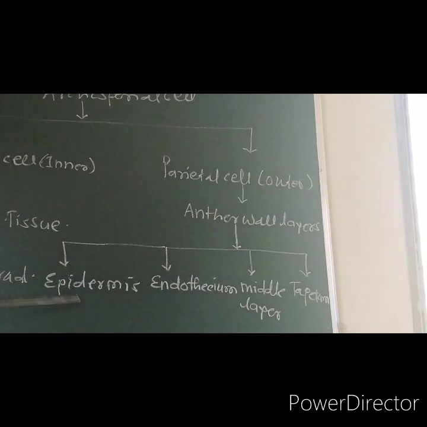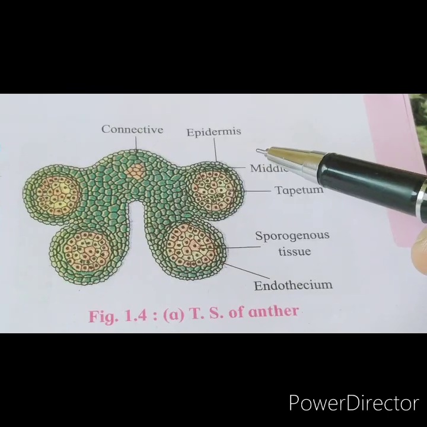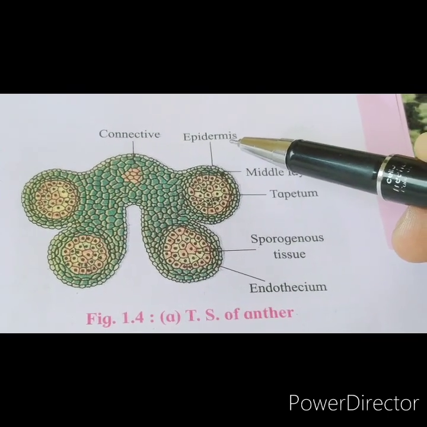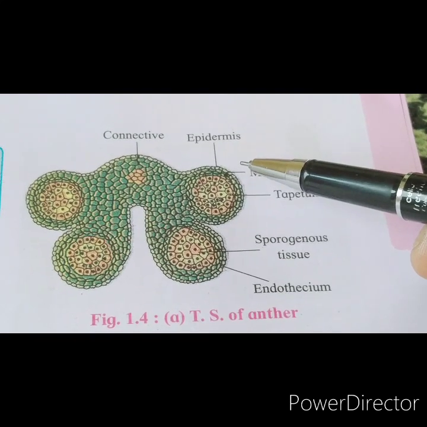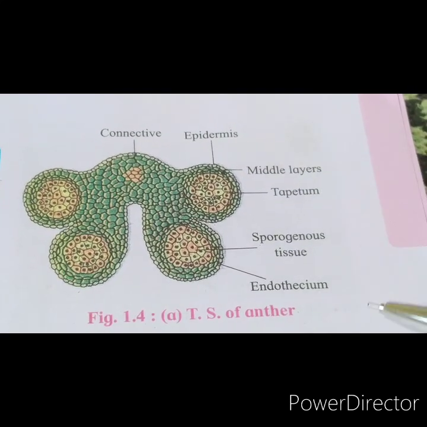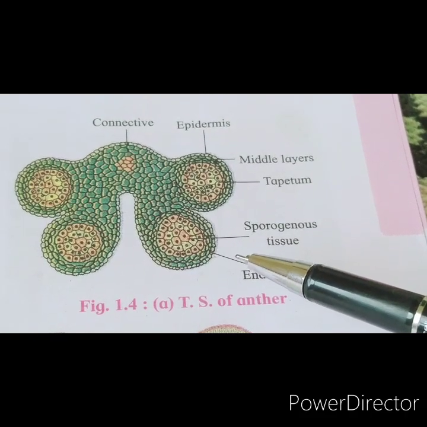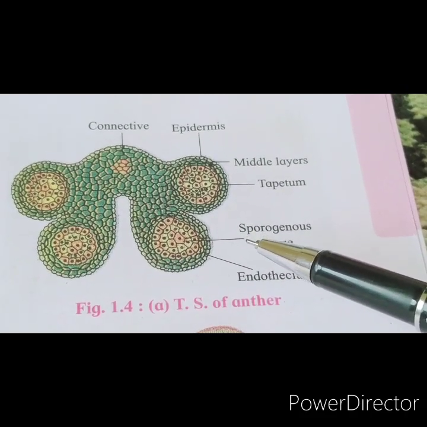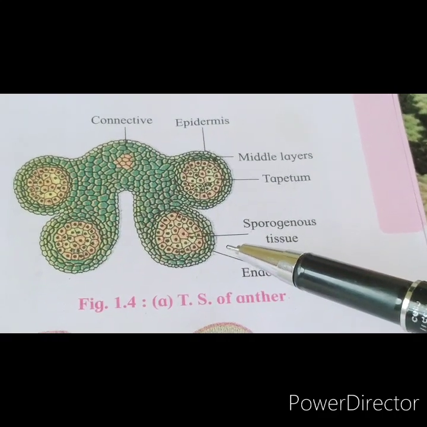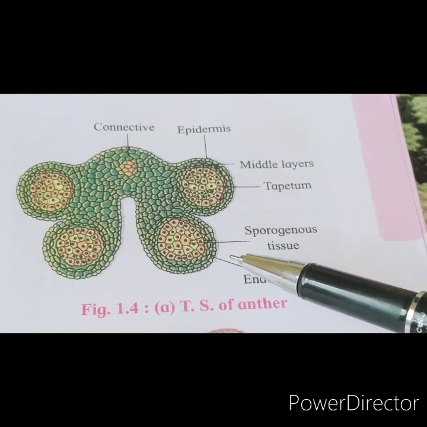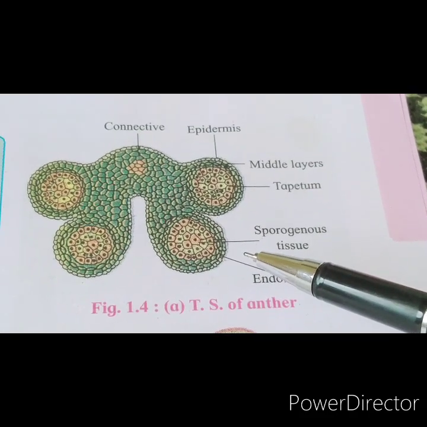Now all these four layers we will study with the help of a diagram. In this figure, epidermis is the outermost layer. Its single layered cells are barrel shaped and protective in function. The second layer is the endothecium. It is present below the epidermis, is also single layered, but the cells are somewhat larger. In this endothecium, there is a presence of fibrous thickening, which is helpful for the dehiscence of the pollen sacs.